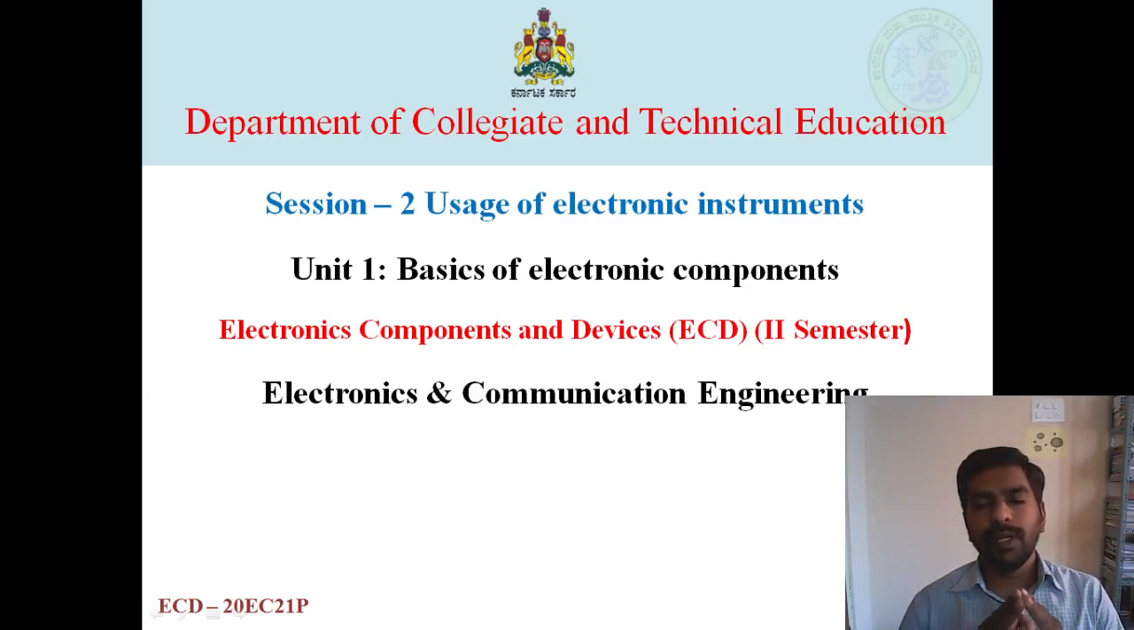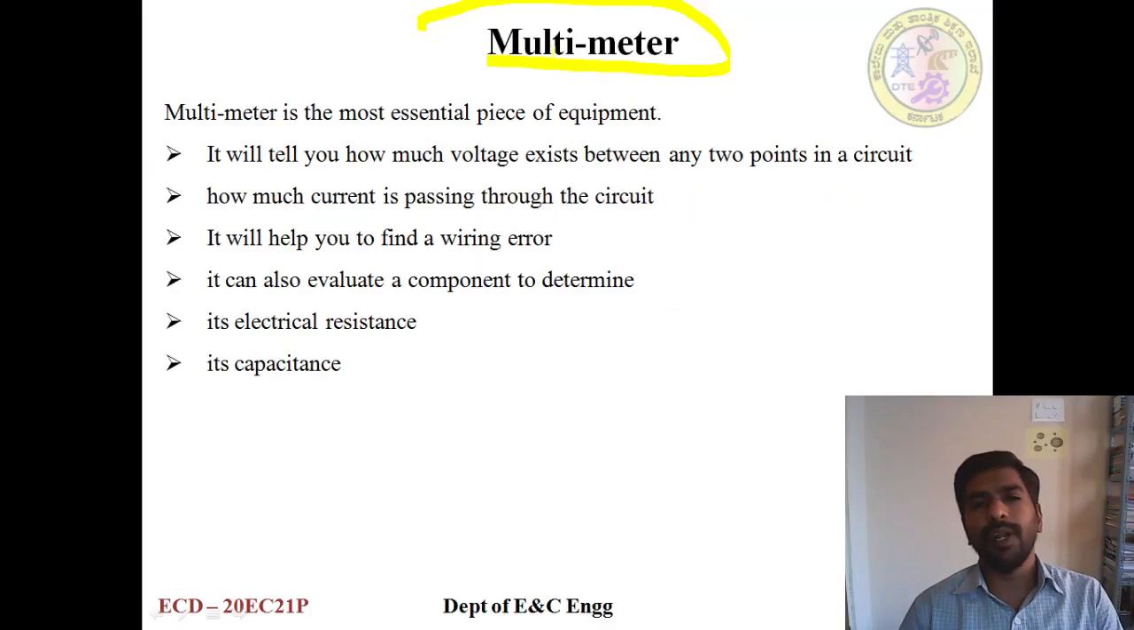In session number 1, I had explained about the passive components: resistor, capacitor and inductor. In experiment 1, we discussed how to find the value of the respective component, resistor, capacitor and inductor, with the help of the color code and the printed characters on the body of the resistor, capacitor and inductor. So in this video, I'm going to explain about electronics instruments used in our laboratory.